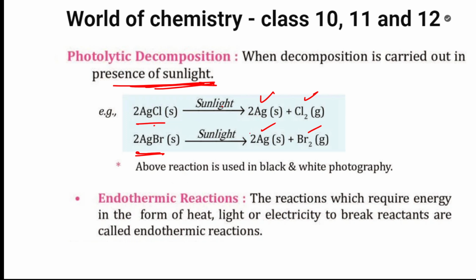Now, in this particular reaction, what is happening? They are absorbing sunlight to break into two different atoms. So, when something is absorbing, they are called endothermic reactions. So, what do they ask? Is photolytic decomposition an exothermic reaction or endothermic reaction? Sunlight is utilized, it is absorbed. That's why photolytic decomposition is called an endothermic reaction. Yes. So the reactions which require energy in the form of heat, light or electricity to make the reactants react are called endothermic reactions.